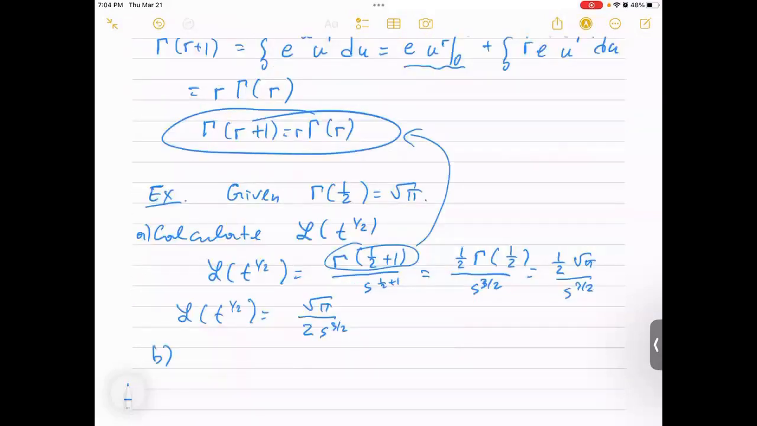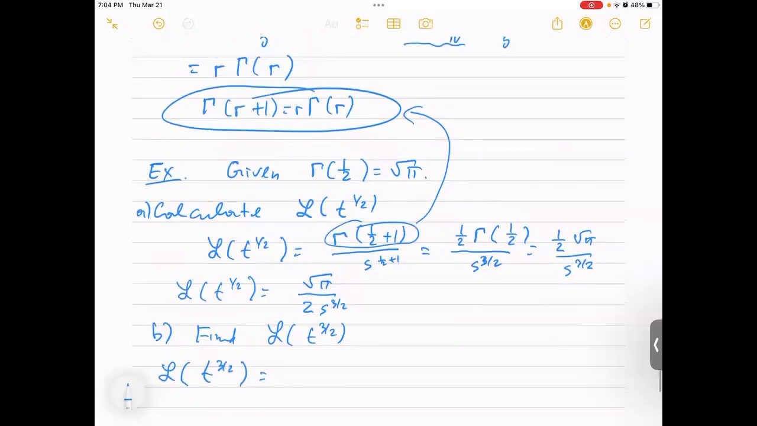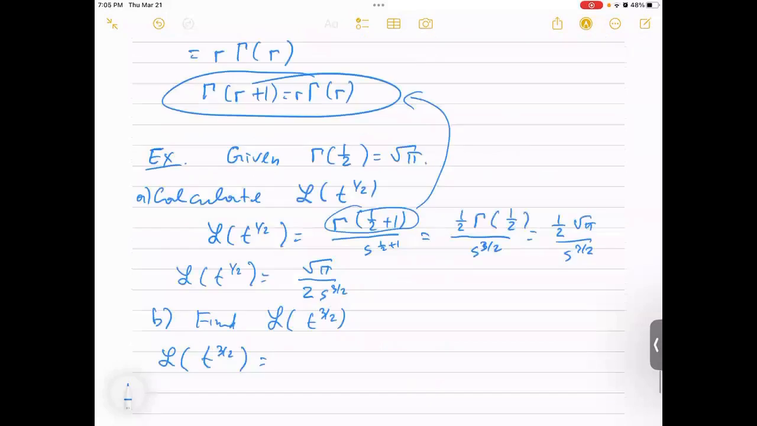Just one more example. Find the Laplace transform of t to 3/2. As we did before, in order to find the Laplace transform of t to 3/2, we again use that formula which tells us the Laplace transform of a power function is gamma of r plus 1 divided by s to r plus 1. So we're going to get the gamma function of 3/2 plus 1 divided by s to 3/2 plus 1.